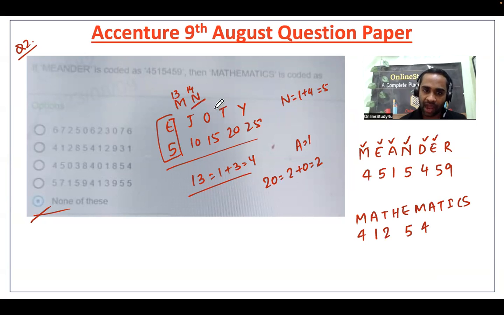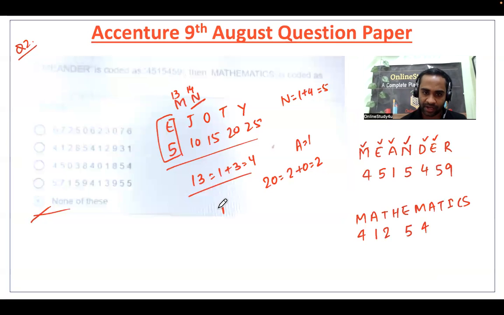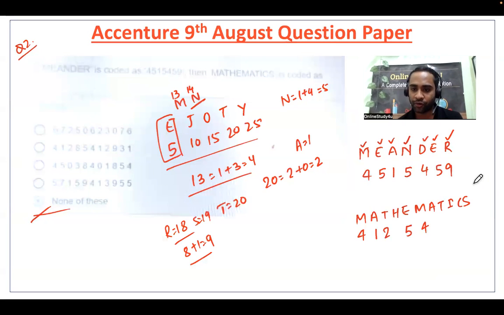R. RST, so T is 20, right? R will become 18 and S will become 19. Now 8 plus 1 will be 9. So here 9 is mentioned. Now you would have understood. Anyway, A is 1 and T is 2, which we have already written.